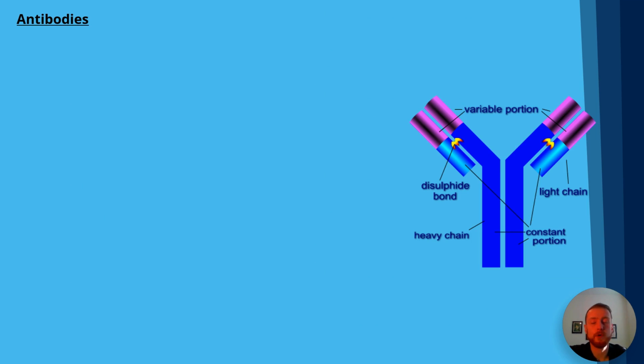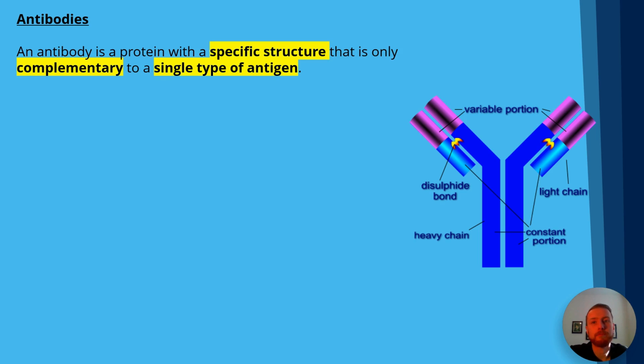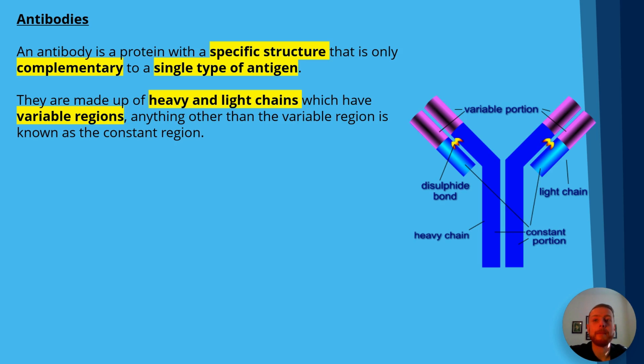So antibodies, next of all, you need to be able to draw these, label them, understand their structure in detail. So an antibody is a protein with a specific structure that is only complementary to a single type of antigen. They're made up of heavy and light chains which have variable regions. Anything other than the variable region, though, is known as the constant region. And we can see that in the diagram here. So in pink, we've got the variable portion at the top, and we've got the constant portion in blue at the bottom.